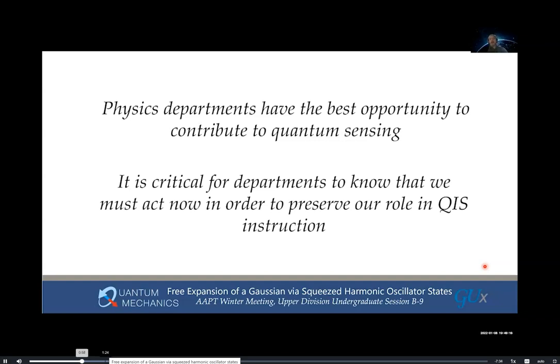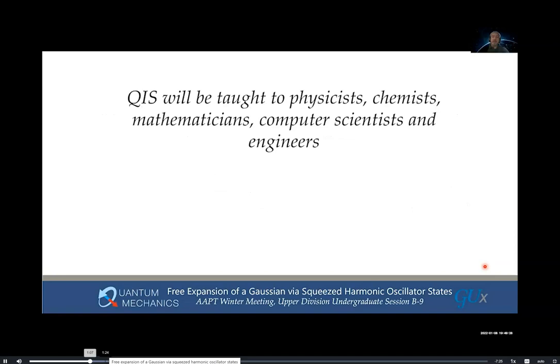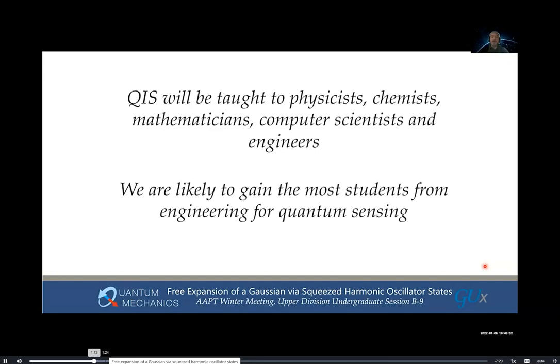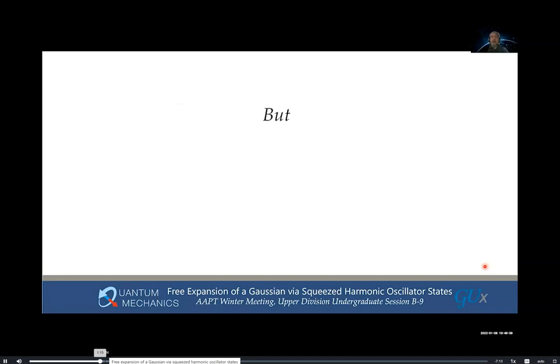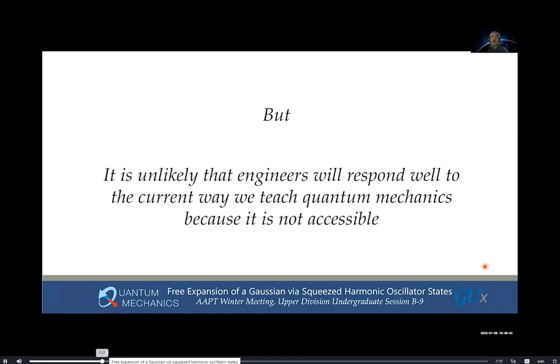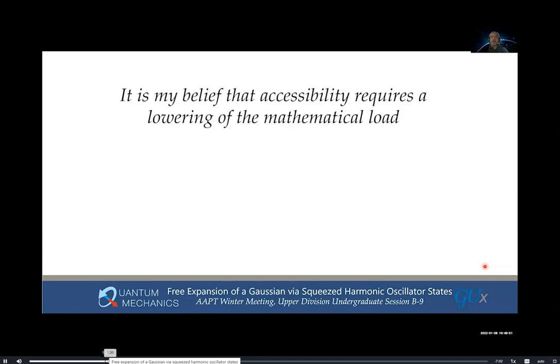And I think it's critical for physics departments to know now that you're going to have to act now if you want to actually have a role in QIS instruction, because it's going to be taught to physicists, chemists, mathematicians, computer scientists, and engineers. Physics departments are likely to gain the most students from engineering disciplines, but I don't think they're going to respond to the way that we teach quantum mechanics with differential equations and so forth. I just don't think that's going to be something that they're going to want to work through.